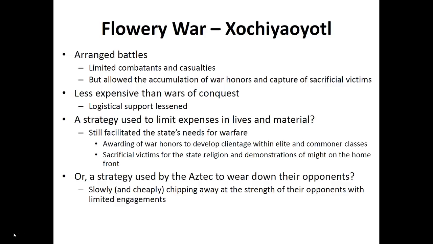Others suggest that flowery wars were actually a strategy used by the Aztec to wear down certain difficult opponents while limiting their loss of life and expensive material. They could slowly and cheaply chip away at the strength of their opponents, wearing them down through these limited engagements until they were weak enough to be conquered.